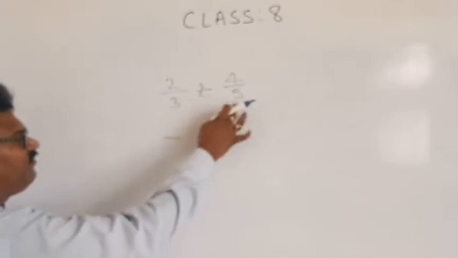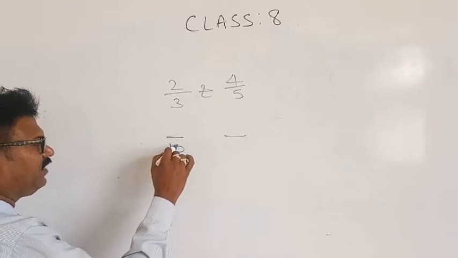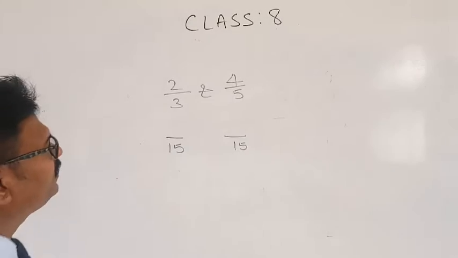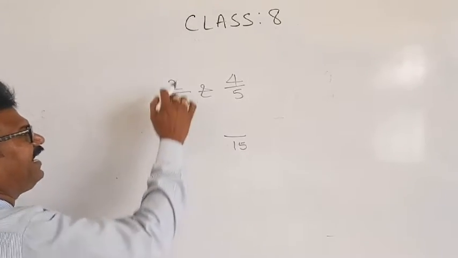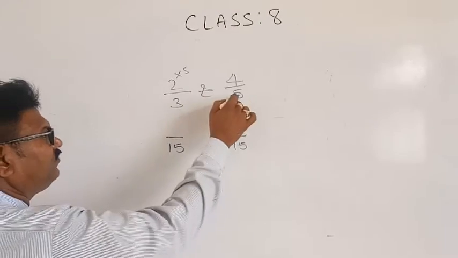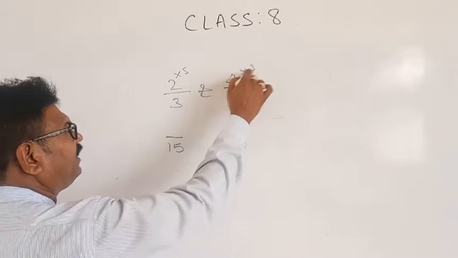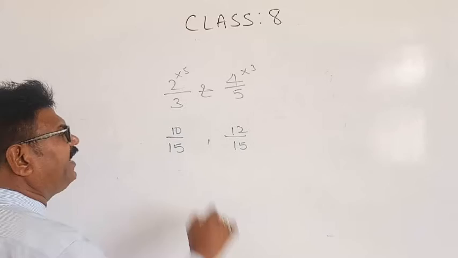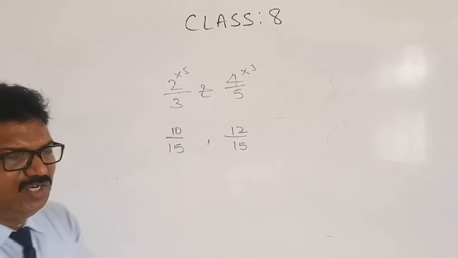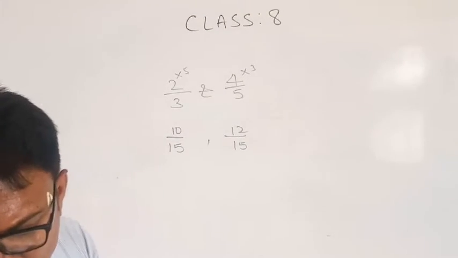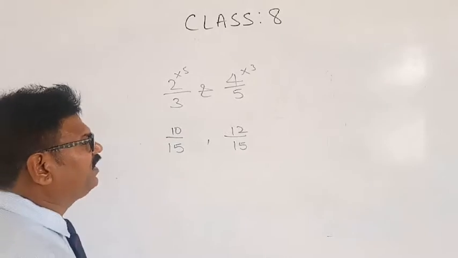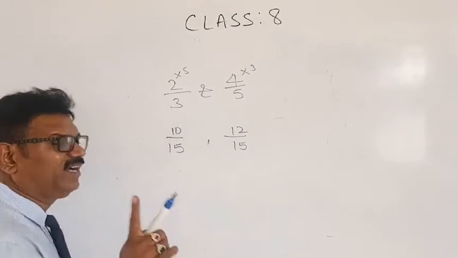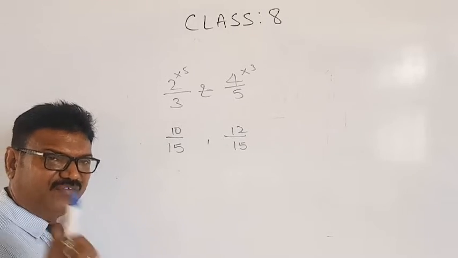What is the LCM of 3 and 5? It is nothing but 3 5s are 15. Now you see 3, how many times? 5 times. 5, how many times? 3 times. 5 2s are 10, and like this 12 by 15. We want any 5 rational numbers. If you go for this, you will get only one rational number, that is 11 by 15.